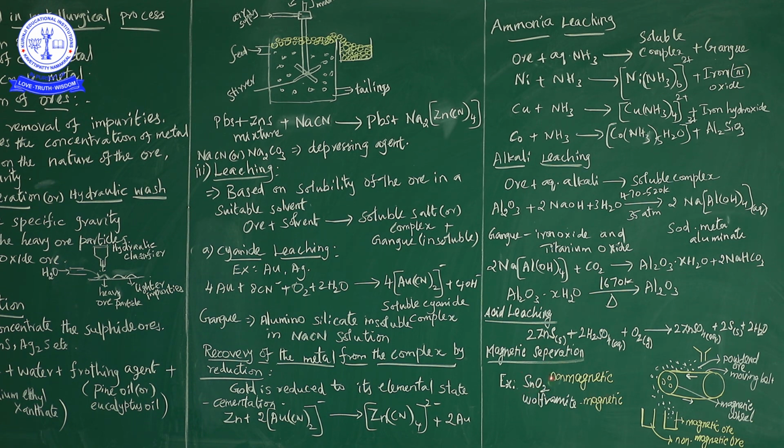The ore particles and impurities have different magnetic properties. Here the ore is tin stone, which is non-magnetic in nature, and it is separated from the impurity wolframite, which is magnetic in nature. The mixture of the ore particles is poured onto a magnetic wheel, which is attached by a belt. One wheel is magnetic, the other wheel is non-magnetic.